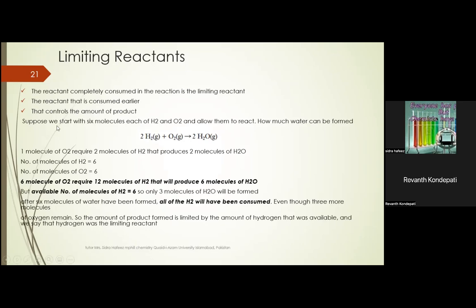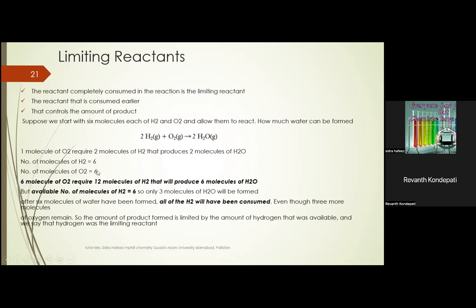Suppose we start with 6 molecules each of hydrogen and oxygen. For example, you have 6 molecules of hydrogen and 6 molecules of oxygen, and you allow them to react. So water can be produced as follows: 2H2, 2 moles of hydrogen reacting with 1 mole of oxygen to produce 2 moles of water. So 1 molecule of oxygen requires 2 molecules of hydrogen and produces 2 molecules of water.